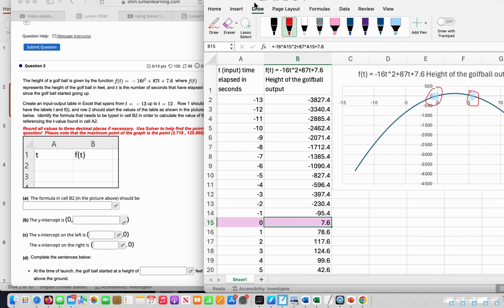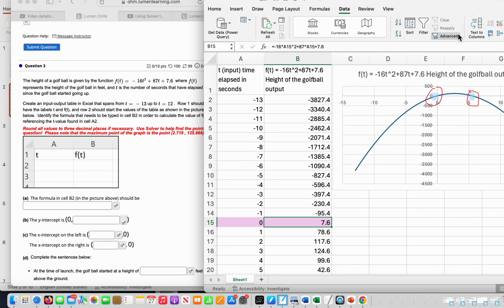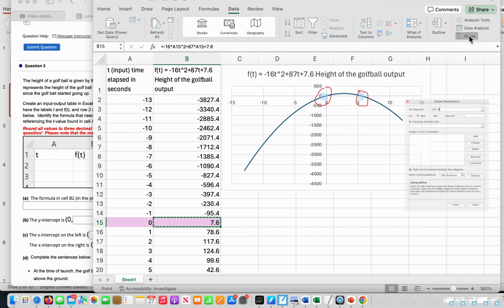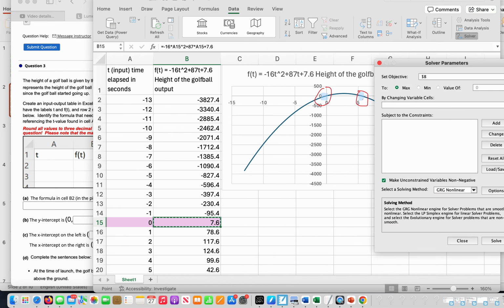All right, so I'm going to say data, and then I'm going to say Solver. I want to set my objective. I want to set this cell to a value of 0, and I want to solve for the input that will give me an output of 0. I always want to unclick this box here, and then I want to solve.